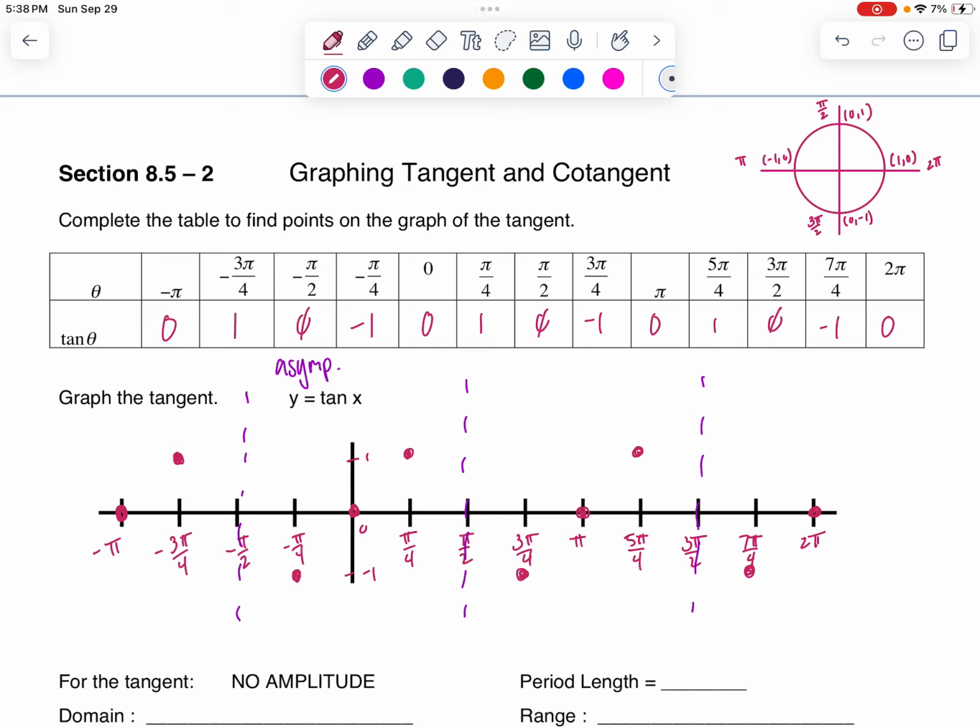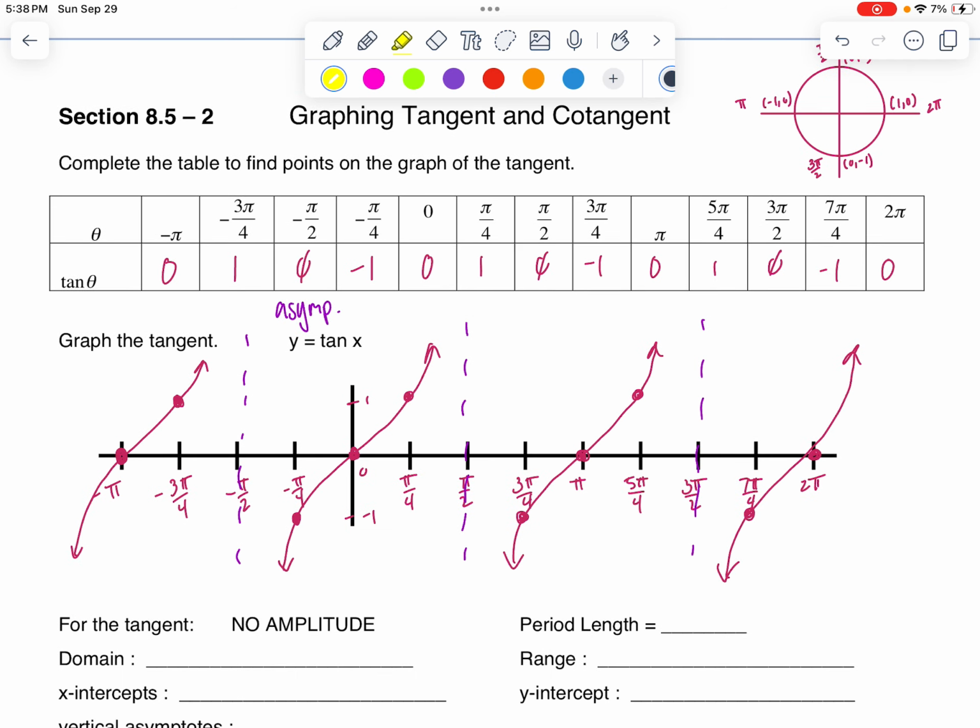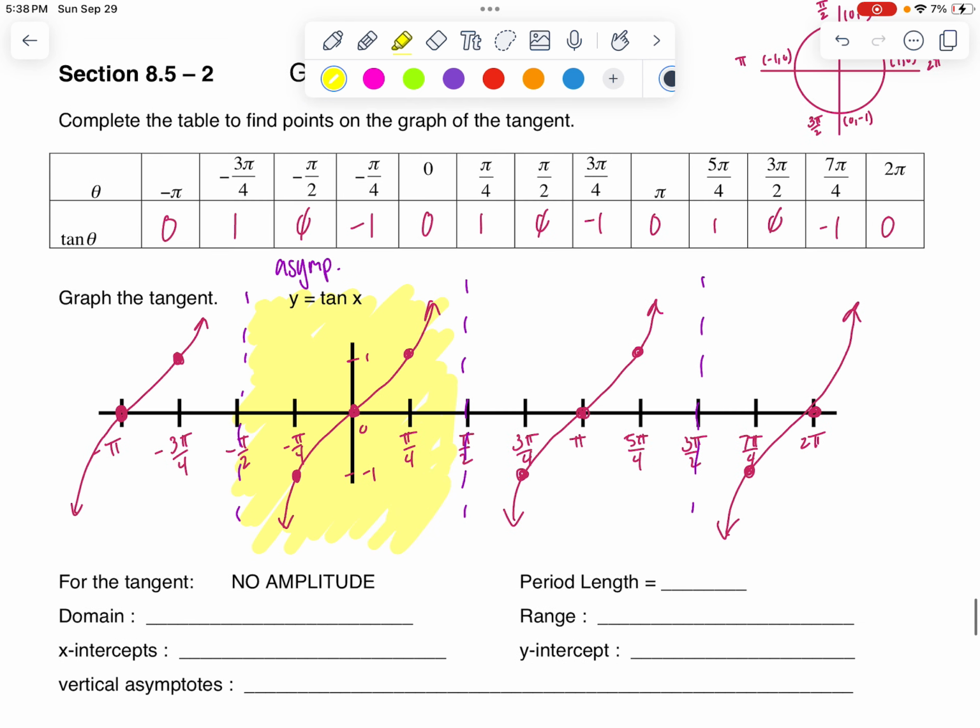Alright, we got our graph. I'm going to go ahead and connect the dots. And this is what the tangent graph looks like. It's kind of like a snake. If I'm focusing on one particular part, we're going to focus on this section right here.